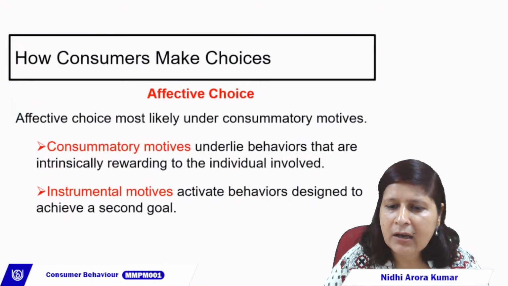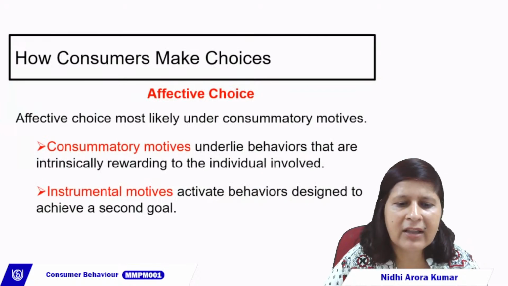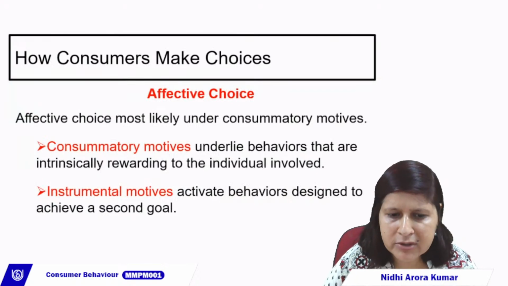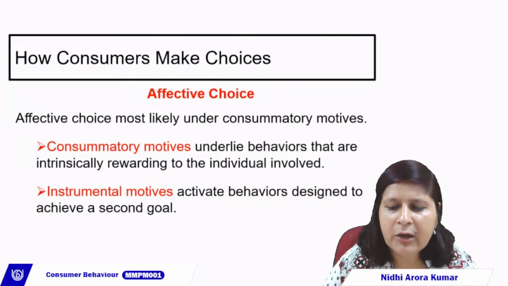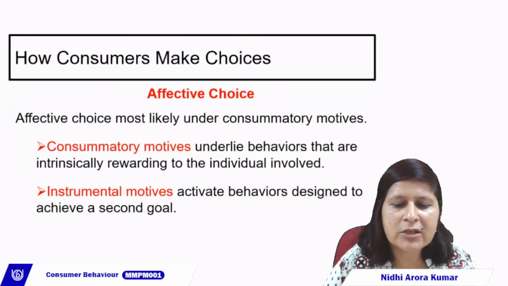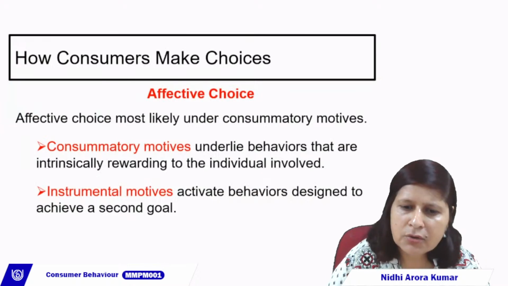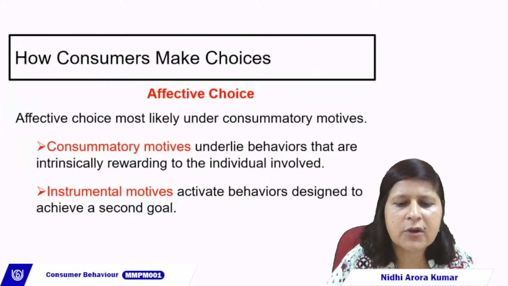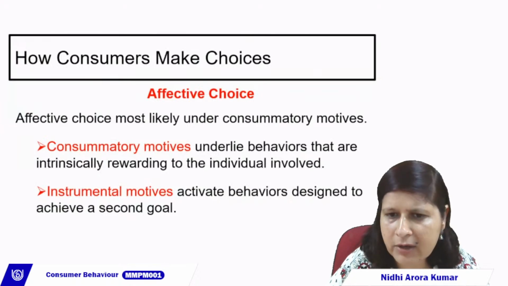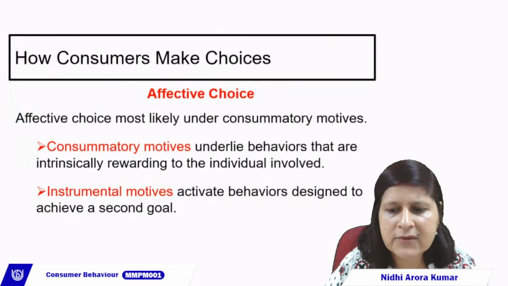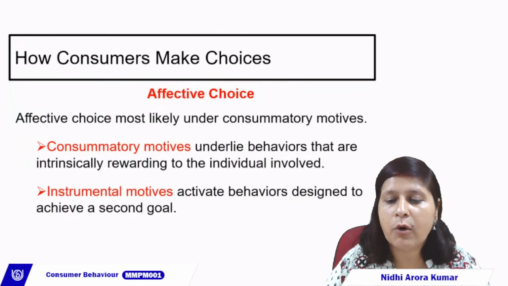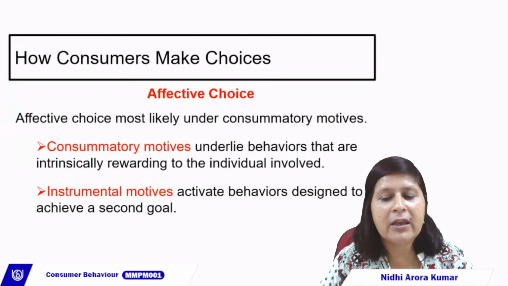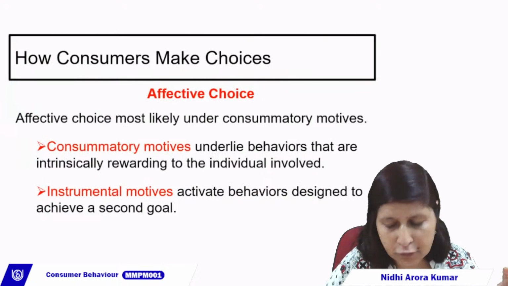The affective choice most likely lies under consummatory motives, which underlie behavior that is instinctively rewarding to the individual involved, or instrumental motives, which activate behavior designed to achieve a second goal. So there could be consummatory motives or instrumental motives in affective choices.